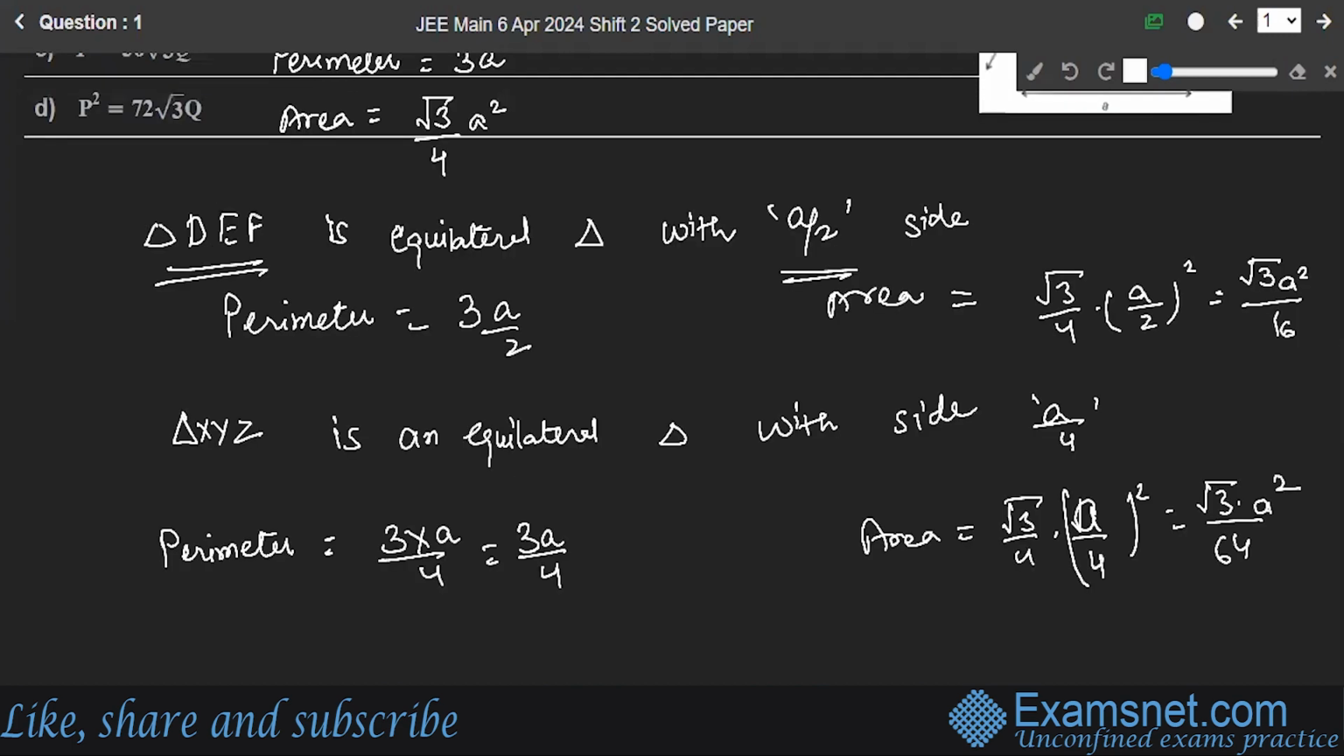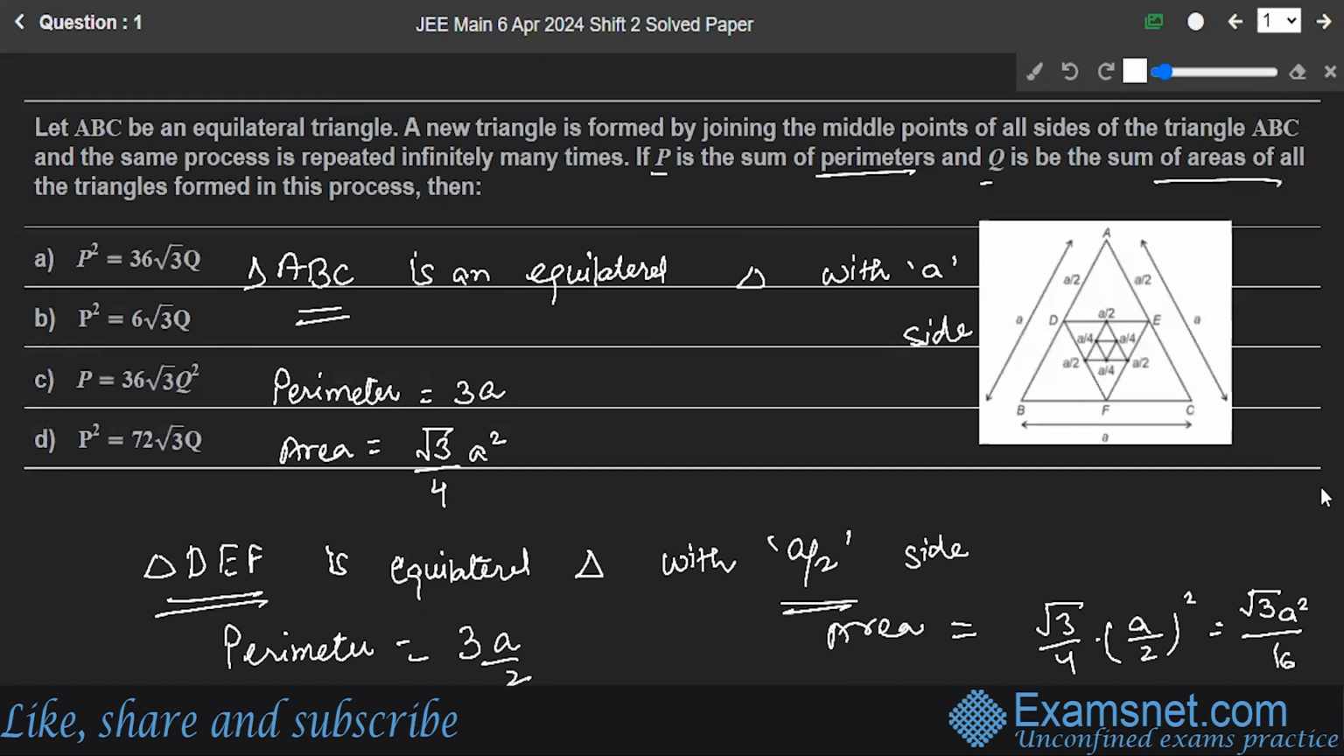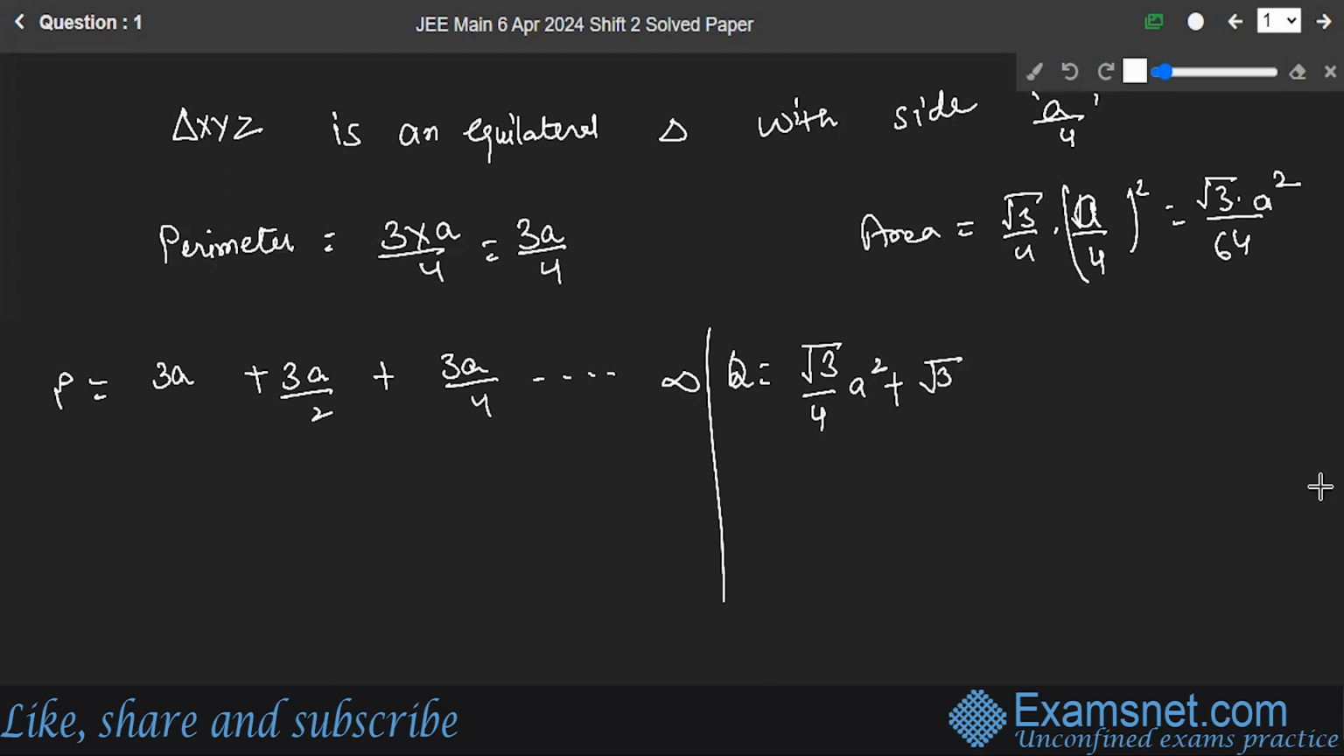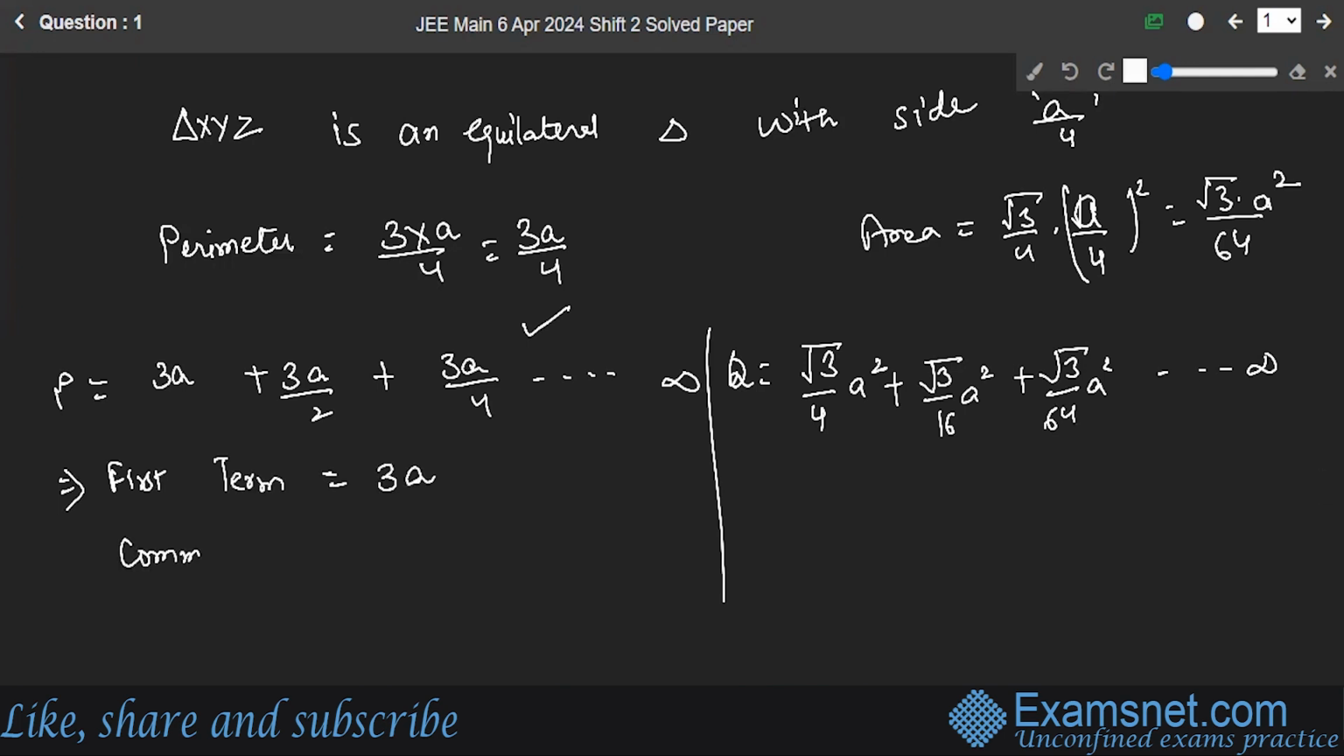So see, what do you want to find out? P is the sum of the perimeters, Q is the sum of the areas. So P is equal to 3A, 3A/2, 3A/4, and so on, going till infinity. And Q is the sum of the areas: √3/4 A square, √3/16 A square, √3/64 A square, and it goes till infinity. So this is a GP, right? For P, the first term is 3A and the common ratio is 1/2.